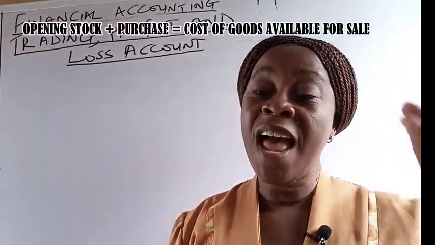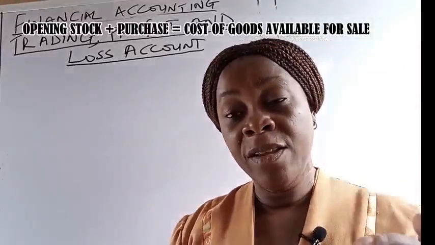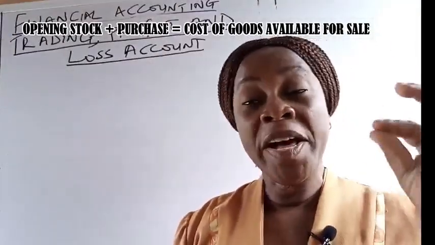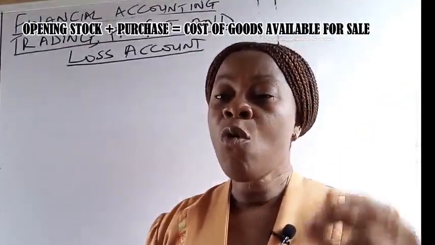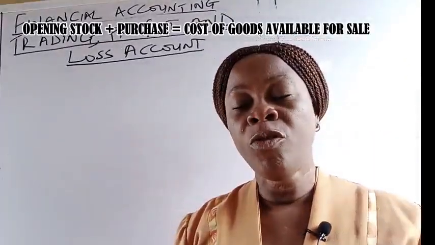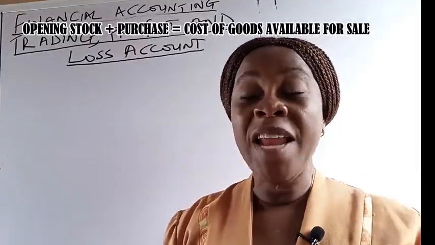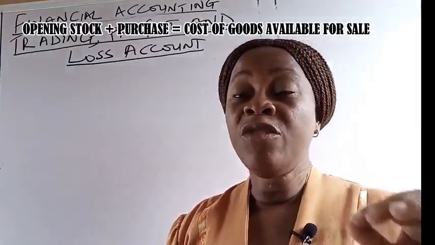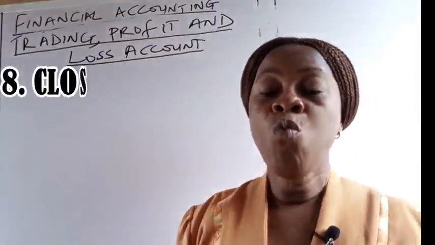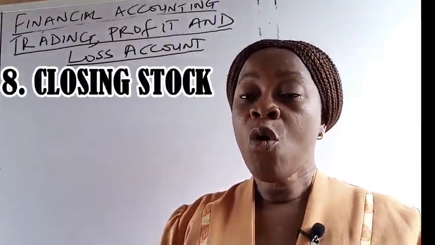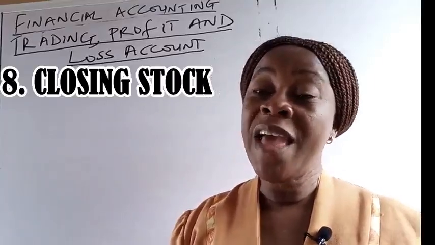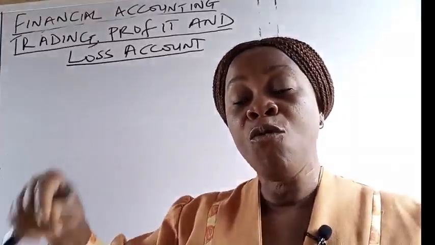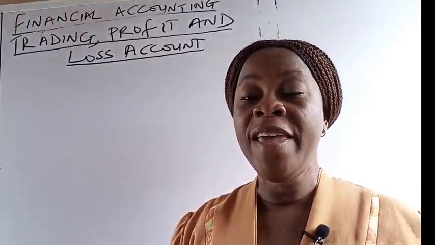Now the mere fact that the goods were available for sale does not mean that the organization will sell everything. So the unsold goods in the trader's shop at the end of the accounting year is known as closing stock, which will be deducted from the cost of goods available for sale in order to get the actual cost of goods sold for that year.